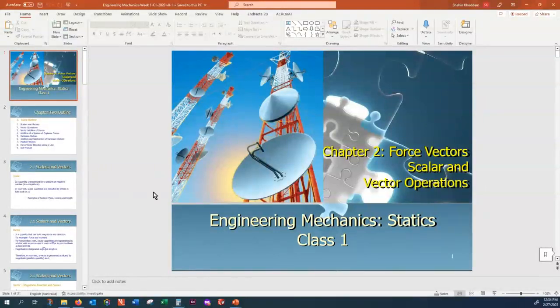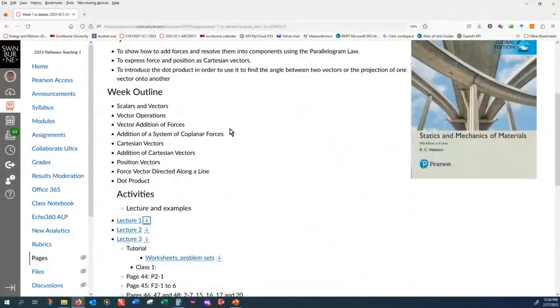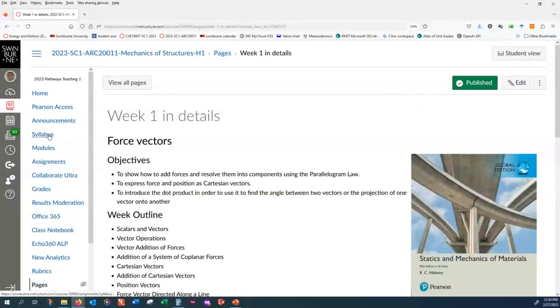So this is the first class for mechanics of a structure. And today I'm going to have some review from the previous material you had before. But before going through that, I have to quickly take you through the structure of this unit.